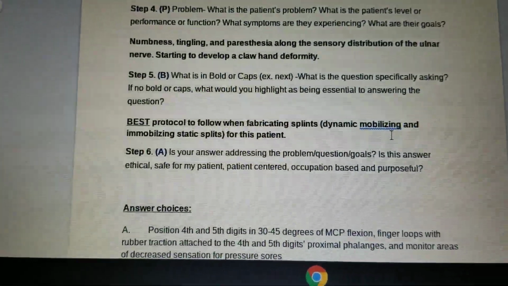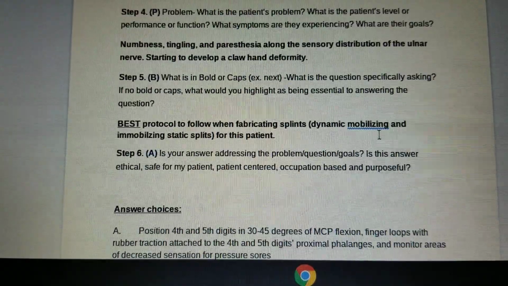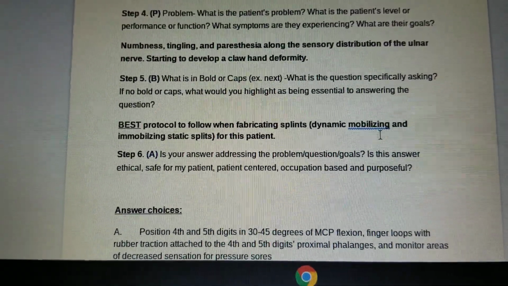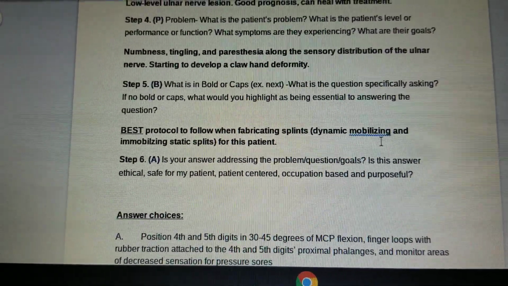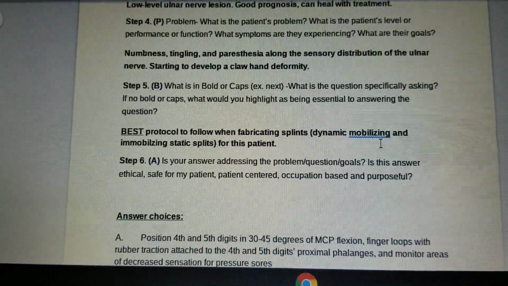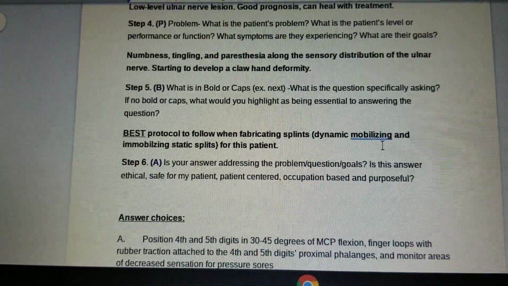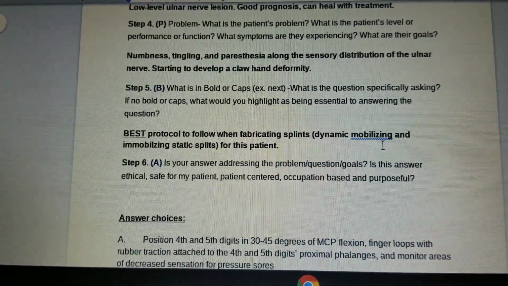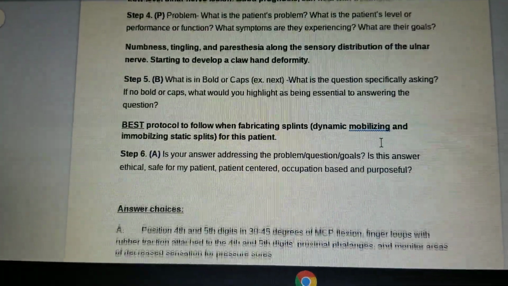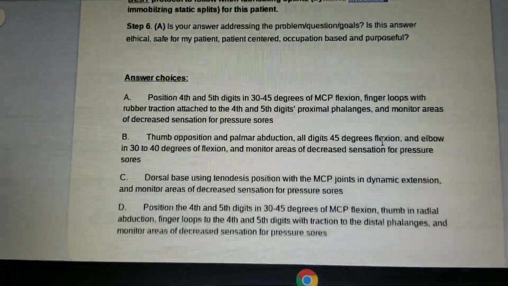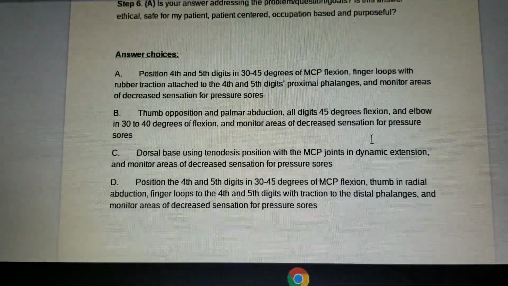So now we're ready to get to the answer choices. When we look at the answer choices, we want to make sure we're addressing the problem, question, or goal. Is this answer ethical, safe for the patient, patient-centered, occupation-based, and purposeful? So now let's get to the answer choices. Here are the answer choices.